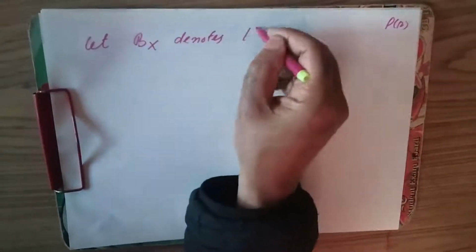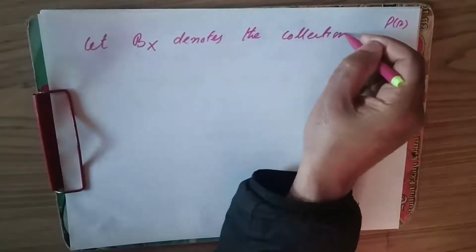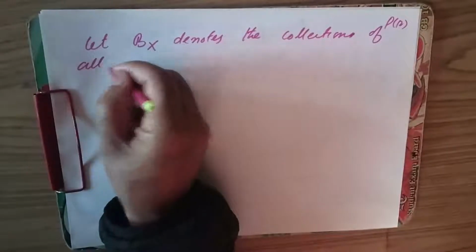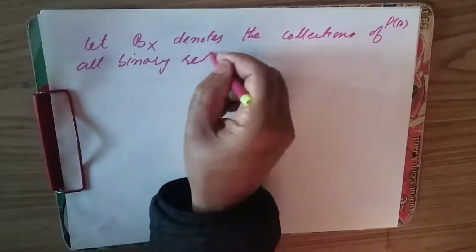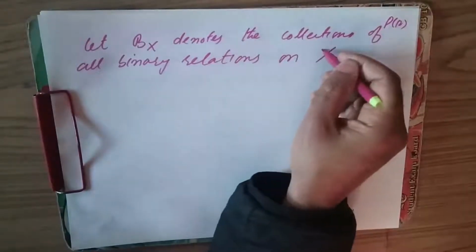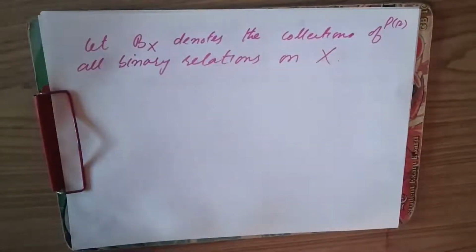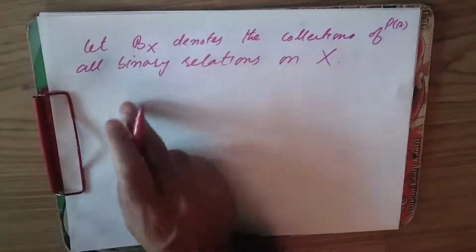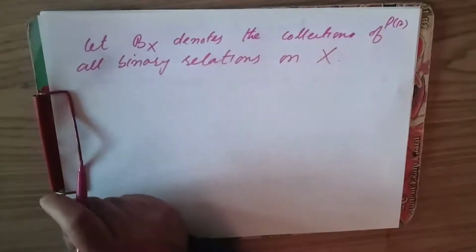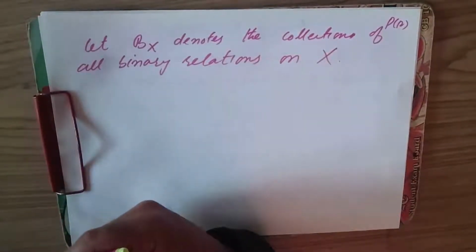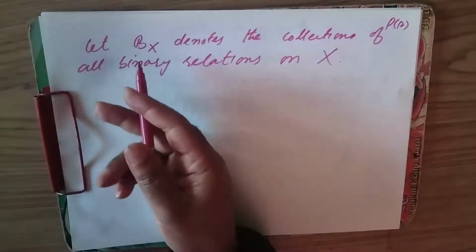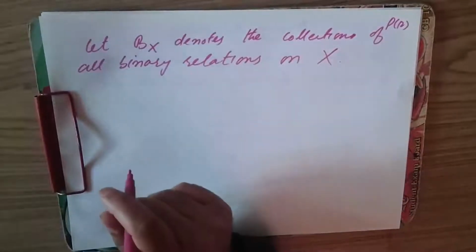So now let's take the collection of all binary relations on a given set X. Let B_X denote the collection of all binary relations on X. So that means phi is in B_X, the identity relation is in B_X because it is a binary relation on X, and the universal relation is also a relation on X, so it is also a member of B_X. It's a collection of all binary relations on X.